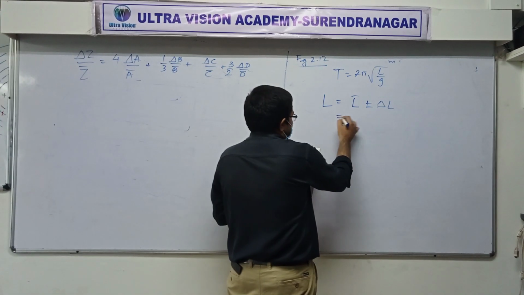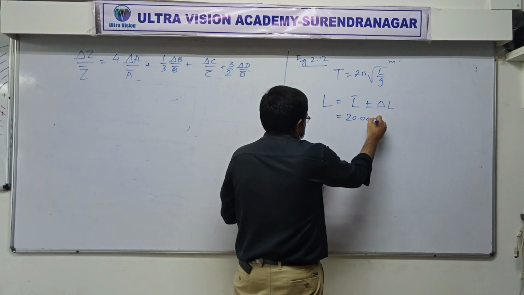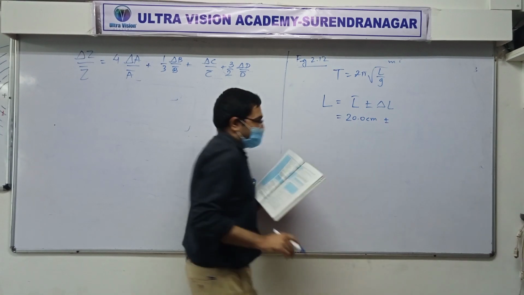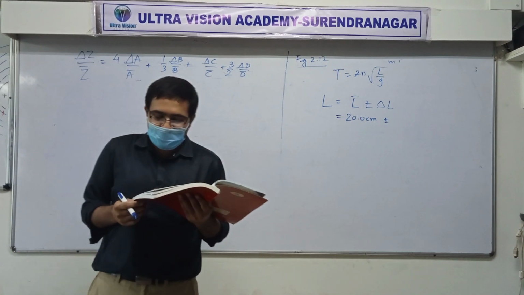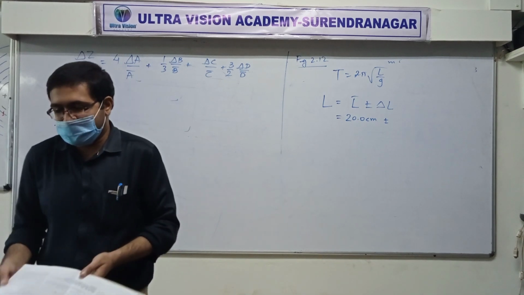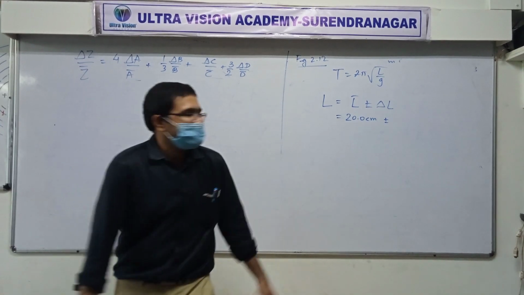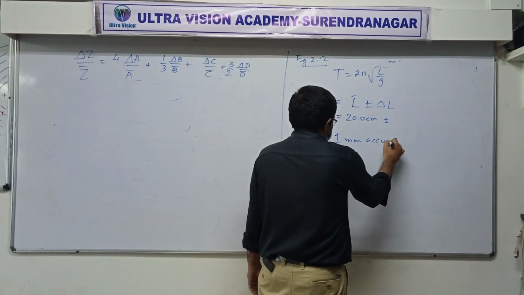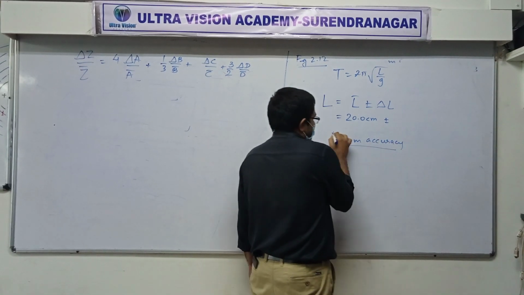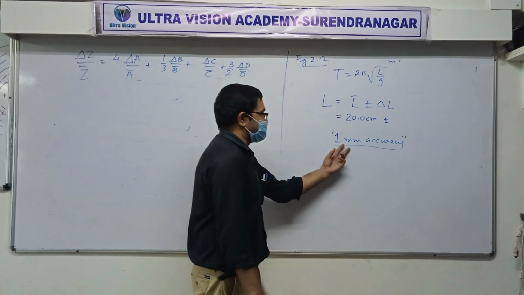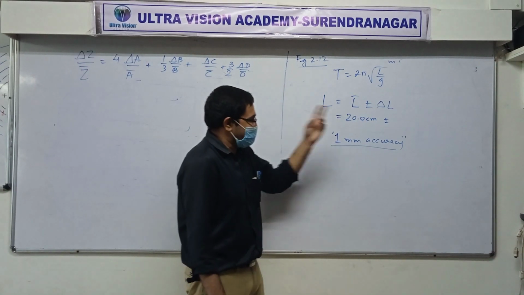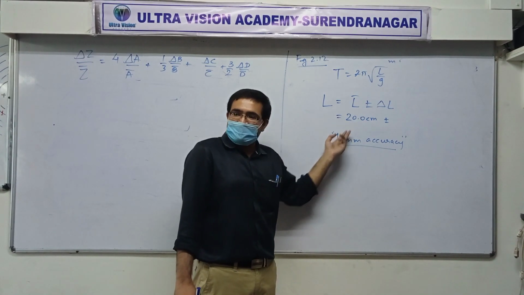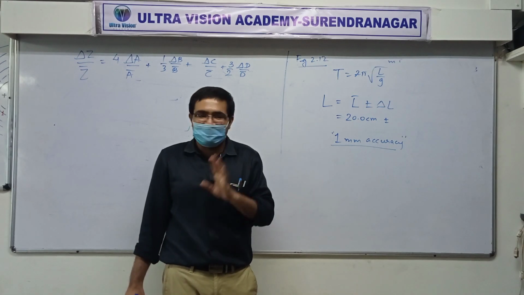20.0. So I should write 20.0 centimeter over here. Clear? Plus or minus. Now known to 1 mm accuracy. Okay, what does that mean? Let's write that. Whenever someone says 1 mm accuracy, it means we are not sure about this 1 mm. That is, we have measured the length, but there could be an error of 1 mm.